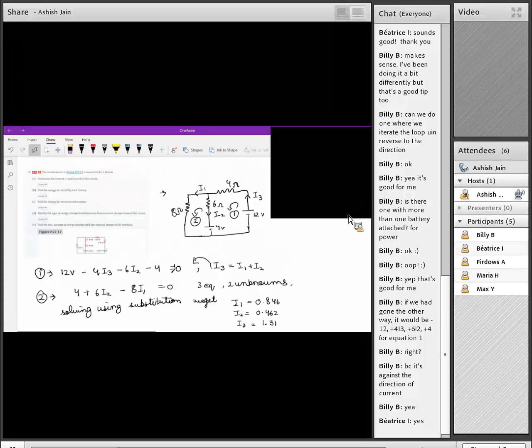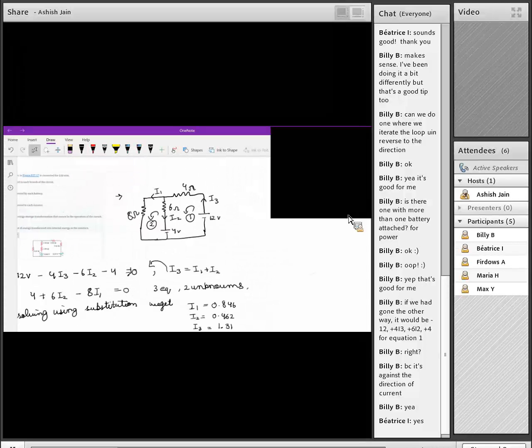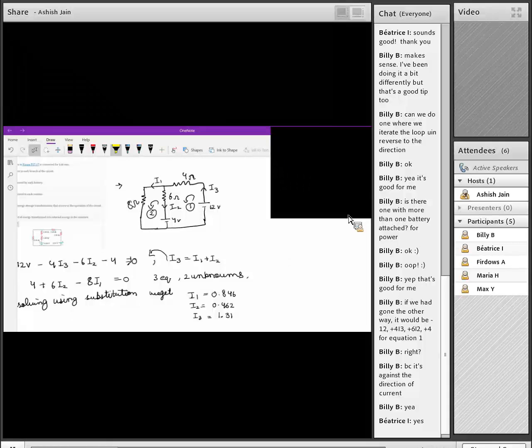Perfect. Also, I want to emphasize that tip number 3 was to take the current from the battery having the maximum voltage. That's why you see all the currents coming out positive. That means the direction we considered in solving Kirchhoff's law is correct. So we guessed the direction correctly. That's why that tip always helps. Okay, perfect.